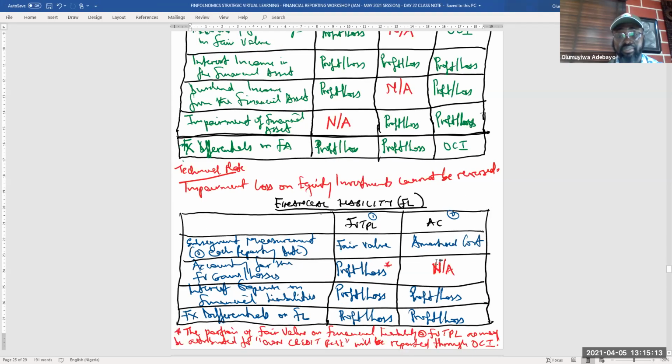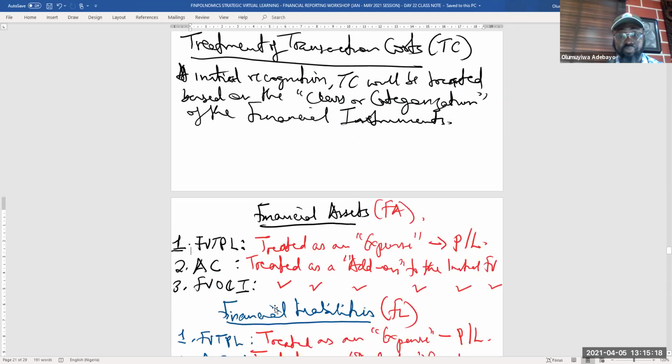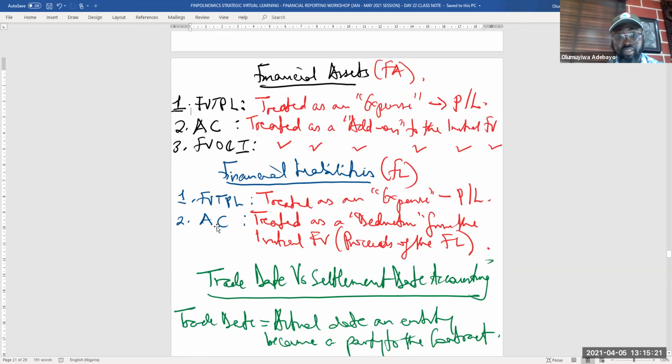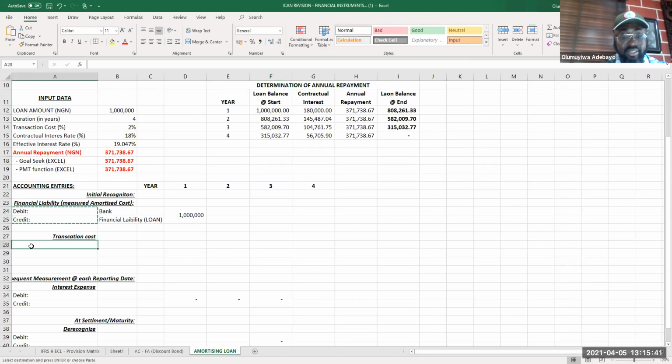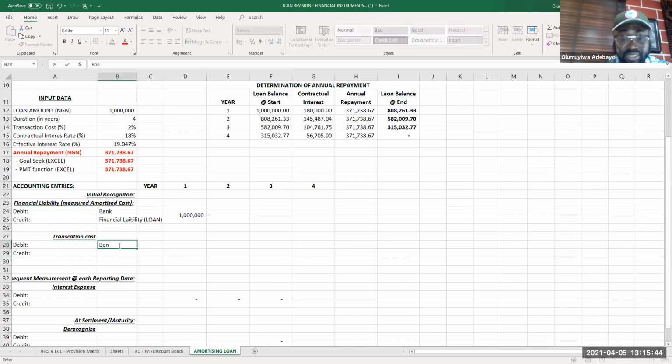For financial liability, the transaction costs, if it's amortized cost, should be deducted from the what? Initial fair value. Now, what do we do? The word deducted, what does that imply? It implies that we'll come here, we paid, therefore the bank will be credited.